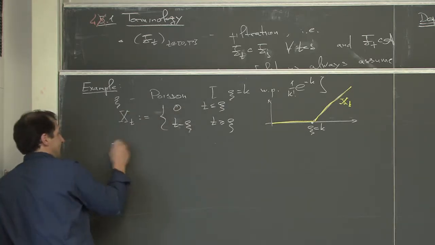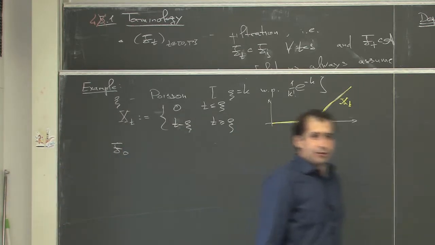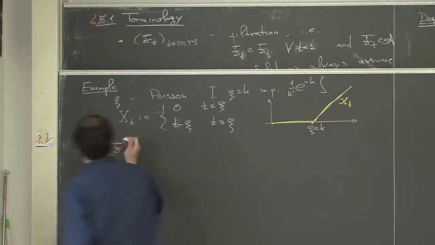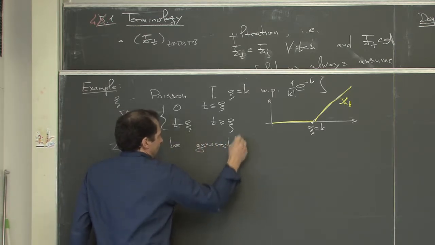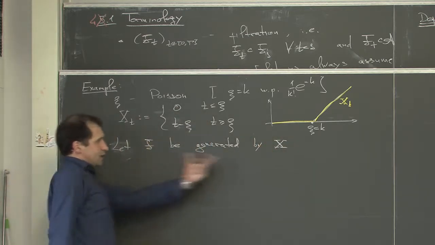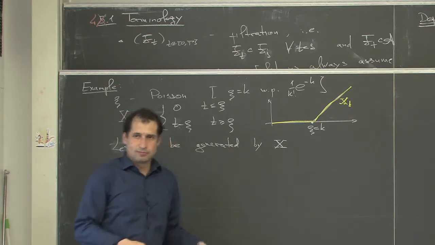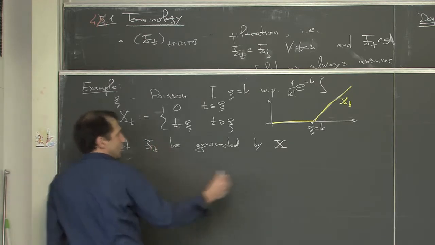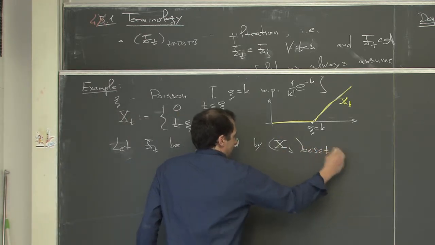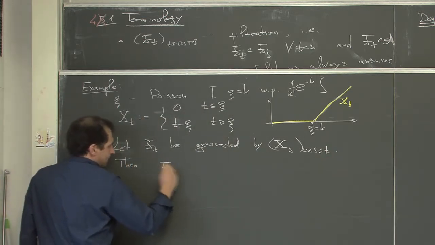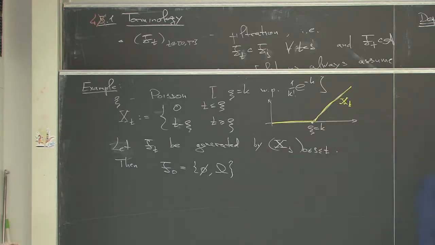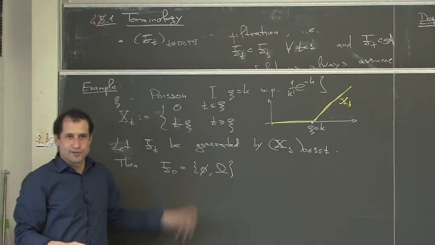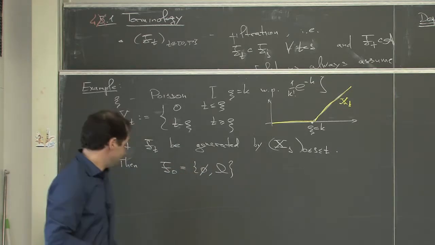So what is, say, F0? X0 is always 0, so we have no information at all. Imagine that F is now generated by X, meaning that Ft is generated by the values of the process up to time t, like in this model example. Then what is F naught? There is not that much there, right? It's just a trivial sigma algebra. Well, if we've completed it, maybe there are also some other sets of zero probability, but if we do not complete it, then it's just trivial.